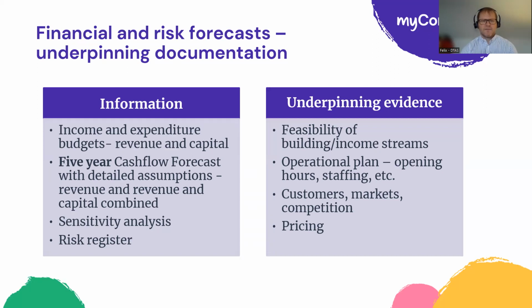So what's the kind of underpinning documentation that you need for this financial risk forecast? You would want to provide revenue and capital budgets and a 5-year cash flow forecast. Quite often we see business plans that have got a 3-year cash flow forecast, but really what they're looking for is a 5-year extended cash flow forecast.